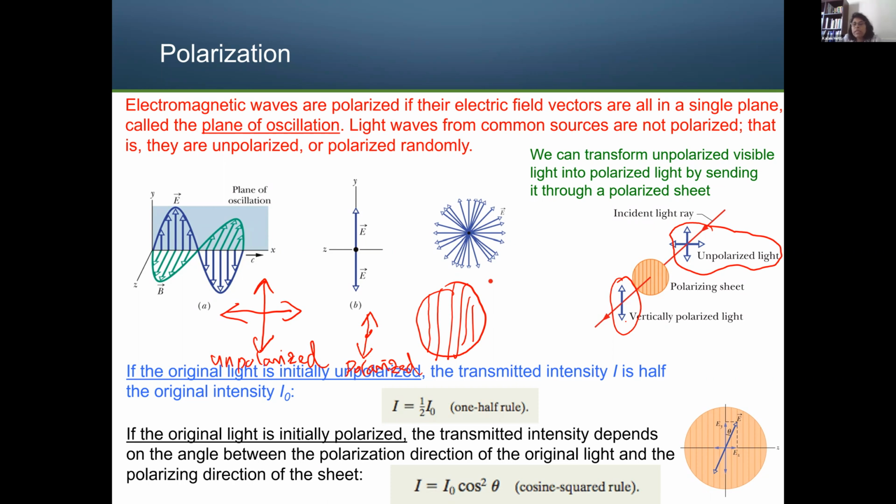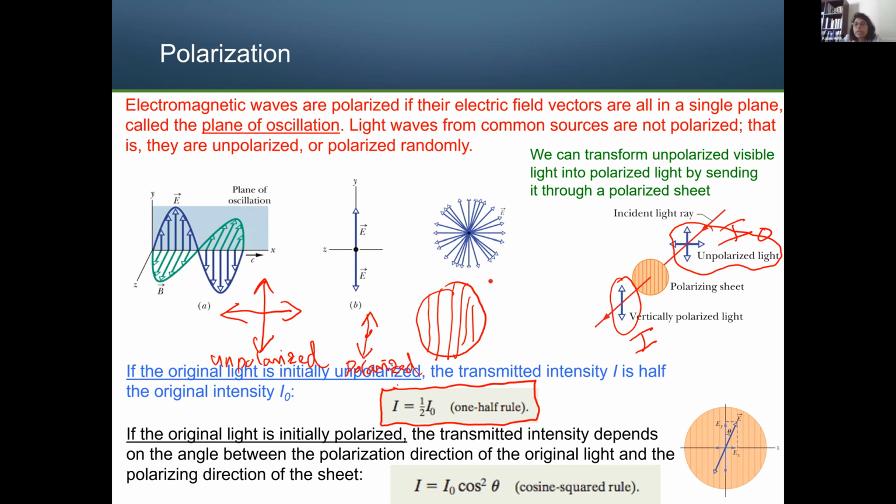Now the intensities of these two are related to each other. Unpolarized light has the intensity I naught. Your polarized light has the intensity I. You can calculate the intensity of polarized light as half of your original unpolarized light. That is the intensity of your polarized light, right? But this is the one-half rule.